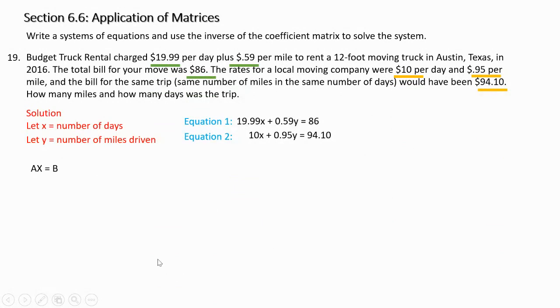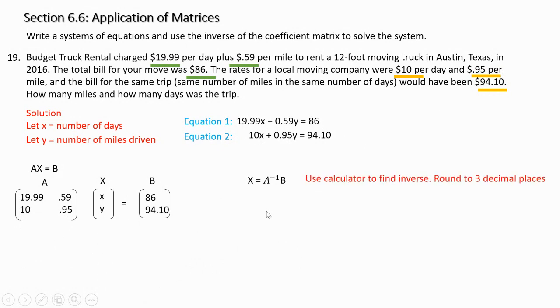Okay, now for the inverse. There's my matrix A right there: 19.99, 0.59, 10, and 0.95. My X will be x and y, and my B is going to be 86 and 94.10. Right, so for the inverse, use a calculator to find the inverse.